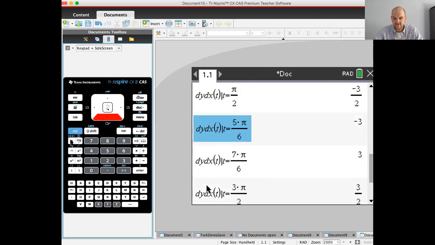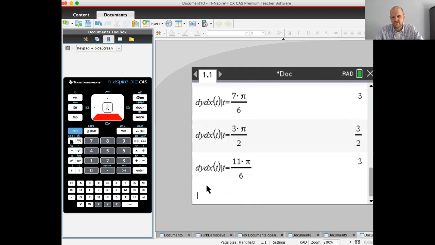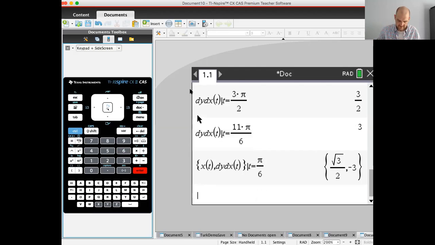I also need, you know what I should have done? We're doing it again. I need to know the x coordinate. So I need x of t. I know that y is equal to 0. And then I need dy dx of t. Can I just get all of them? Probably not. Pi over 6. All right, so I'm going to write that one in.